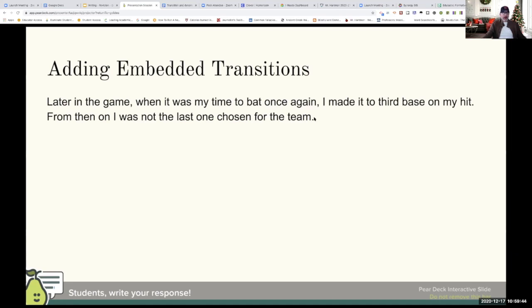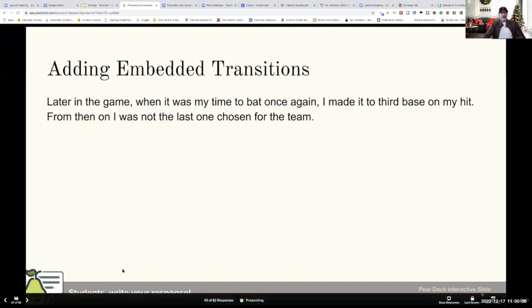And then the ZAP is where we eliminate irrelevant information. It's when we cut information that's extraneous that we don't need. So we'll work on that when we come back. But if you have an idea of what an embedded transition looks like now, you'll be fine.